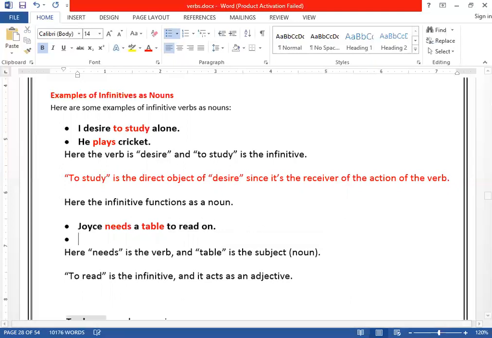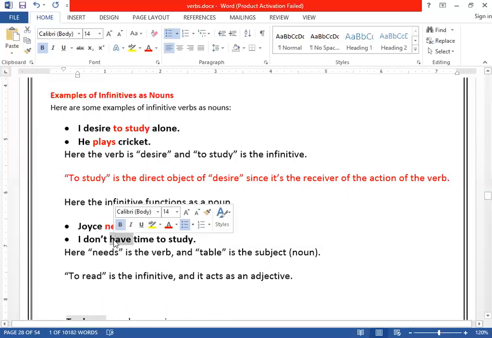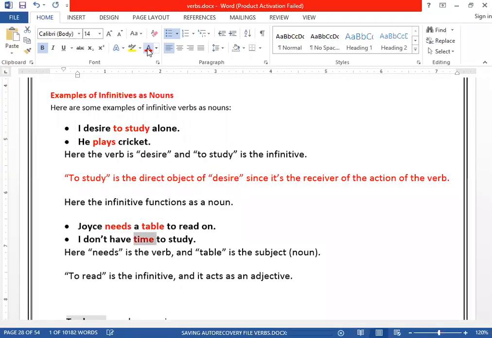For example, if I say, "I don't have time to study." "Have" is the verb. "I don't have" what? "Time", it's a noun. And here "to study" is an infinitive. "To study" is an infinitive that modifies time: time to study.